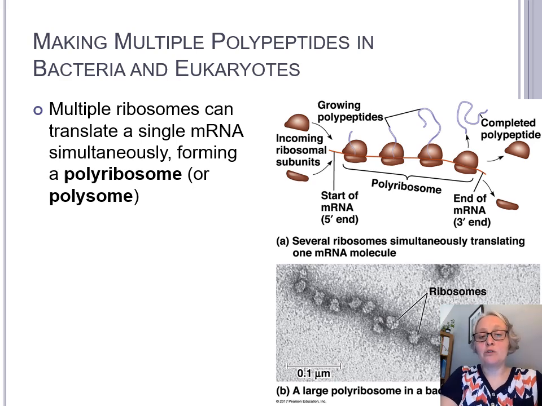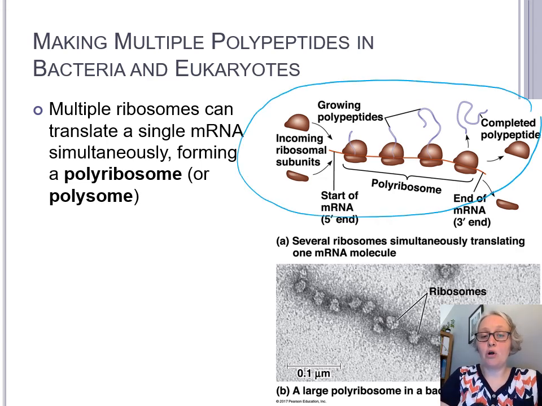Multiple ribosomes can translate a single RNA molecule simultaneously, creating this structure called a polyribosome or a polysome. This is a way to increase efficiency within the cell. So as soon as there's room on that mRNA strand for another ribosome to catch on, you can get another one, and this is again going to increase efficiency.